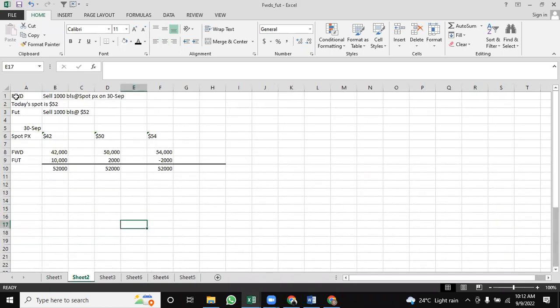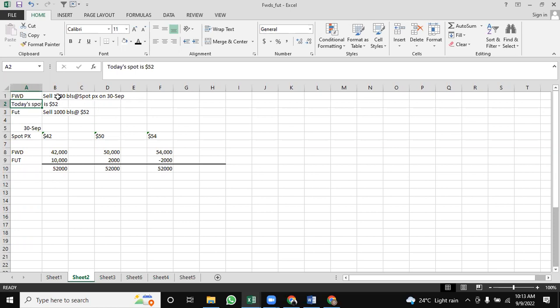So let's say if I'm selling oil, I enter into a forward contract. You know what is a forward contract, right? Yes, ma'am. So let's say I enter into a forward contract to sell 1,000 barrels of oil at the spot price on 30th September. What does this mean? Whatever is the price of a barrel of oil on 30th of September, I'll sell it at that price. Is it clear? Yes, ma'am. Okay. Let's say today's price is $52 per barrel. So my risk as a seller is if on the 30th of September the price is less than 52. Is this clear? Yes, ma'am.